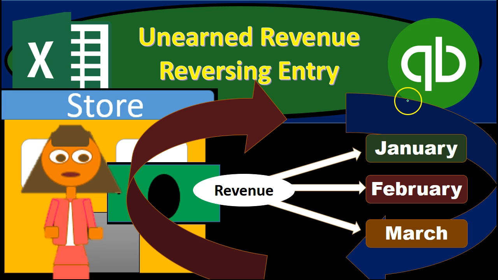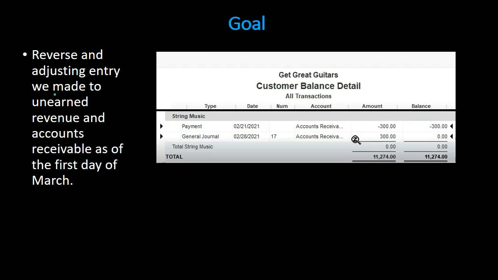We will be doing a reversing entry, and this is related to the unearned revenue, so we do have to take into consideration what the adjusting entry was that was originally made, which we will be reversing. First, we're going to take a quick look at QuickBooks and then move to enter this information into Excel. If we take a look at the QuickBooks customer balance, we see that we have reversed this negative receivable. This is what the adjusting entry was, which we are now reversing.